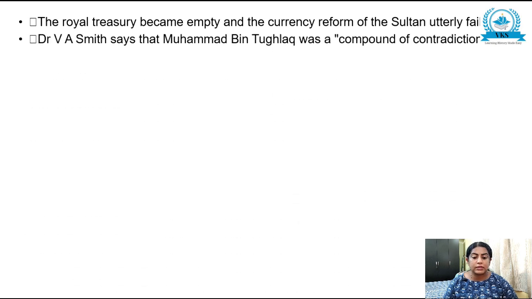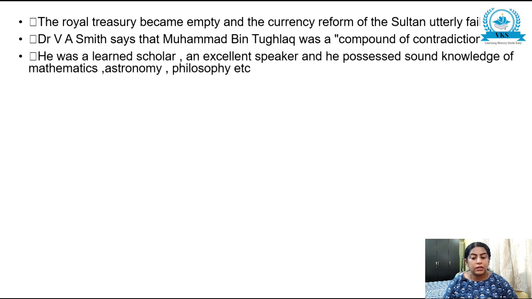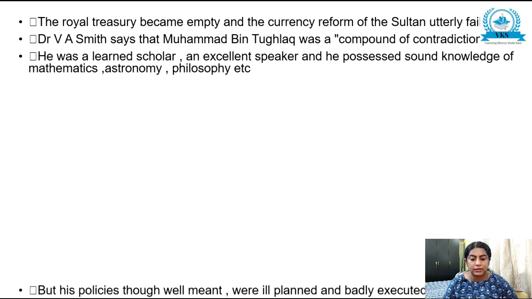Dr. V. A. Smith says that Muhammad bin Tughlaq was a compound of contradictions. So this you can write as a conclusion. He was a learned scholar, an excellent speaker, and he possessed sound knowledge of mathematics, astronomy, philosophy, etc.